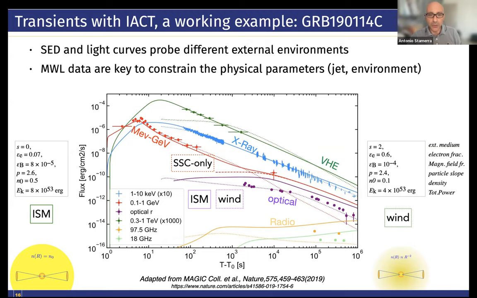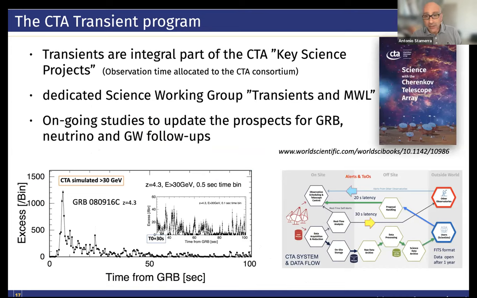So if you need to add another component, there are clear differences that can be driven by our observations together with multi-wavelength observations. And finally, just to give you an idea, in our consortium and in the observatory, transients are a key science, part of the key science projects. There are dedicated working groups updating what we wrote in the science book, which was written before the GRBs were detected. There are also ongoing studies on GRBs, and on neutrino and gravitational wave follow-ups.